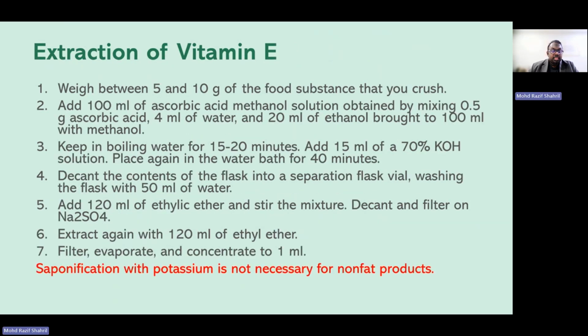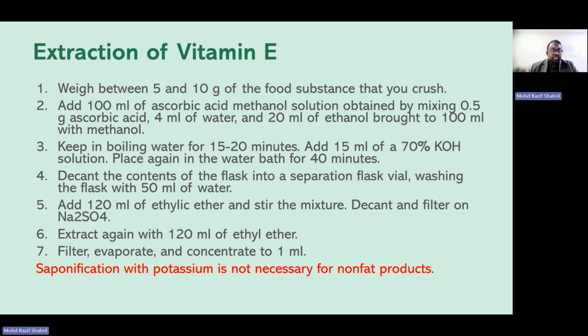So vitamin E extraction brings a unique challenge because it's so sensitive to oxidation. We have to weigh 5 to 10 grams of crushed foods, but before we heat it with a strong base, we have to add 100 ml of ascorbic acid methanol solution to avoid oxidation. This ascorbic acid acts as a sacrificial antioxidant to protect the vitamin E.